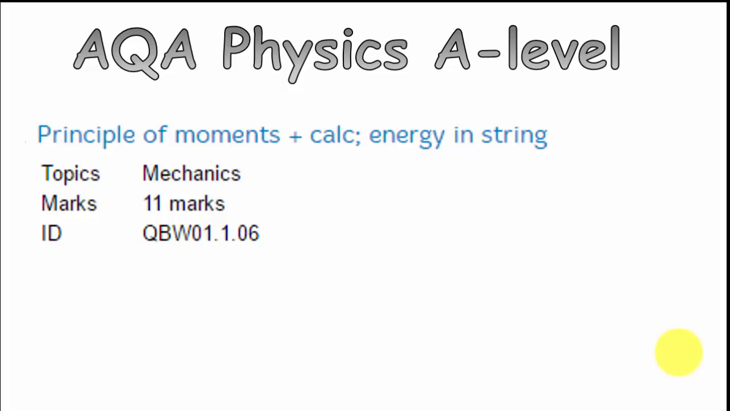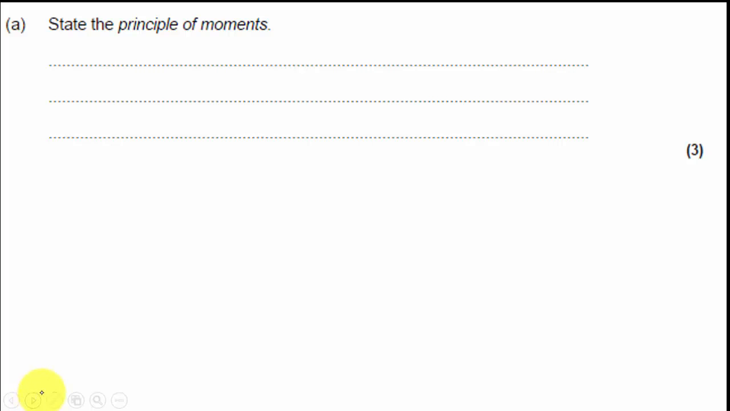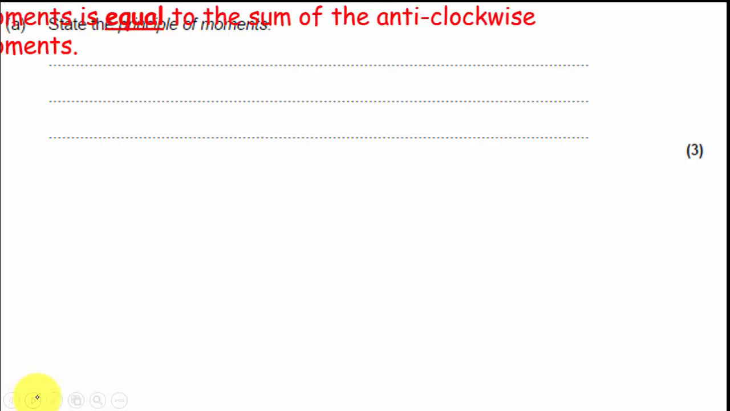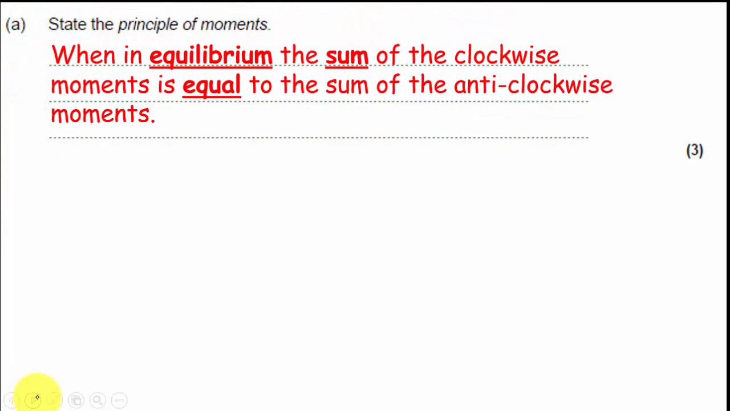Okay, so I'm just going to record a short video explaining a particular question my students seem to have been struggling with. Alright, so the first part of the question asks you to state the principle of moments. So this is the first condition of equilibrium, really. When in equilibrium, the sum of clockwise moments is equal to the sum of anti-clockwise moments.